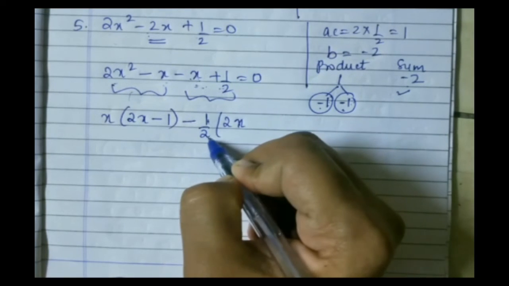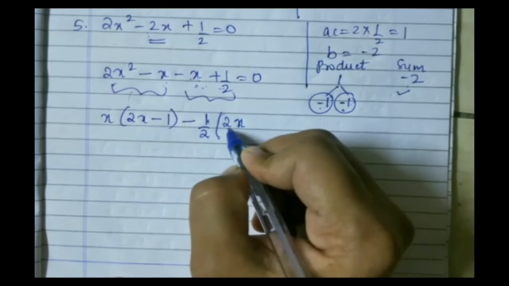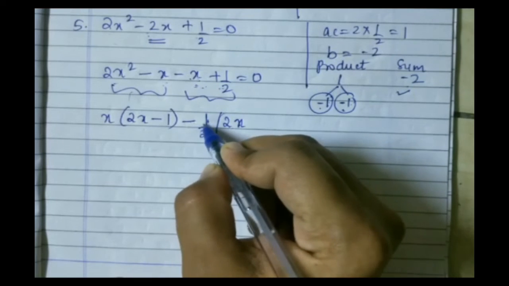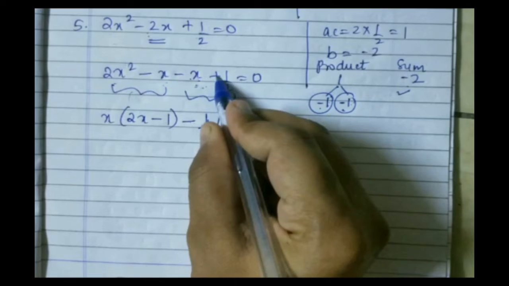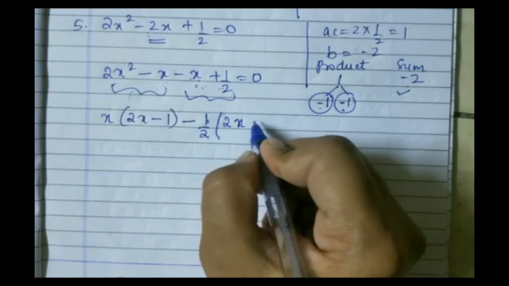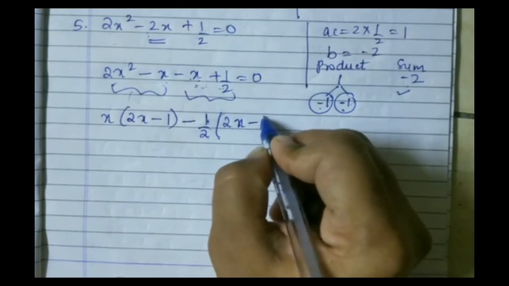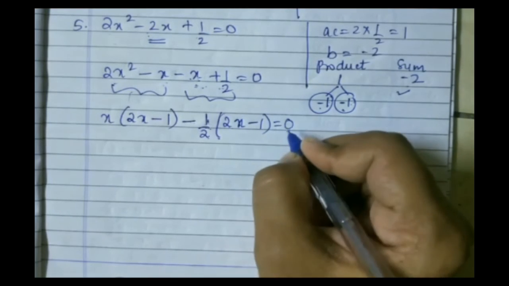I am taking half as common and writing within the bracket 2x, so that when I multiply this, I get 2 cancelled and I get minus 1x. That is the above part. And plus means 2 minus signs. Already one minus sign is taken outside. One more I take and half is there outside. So 1 is remaining and then equal to 0.